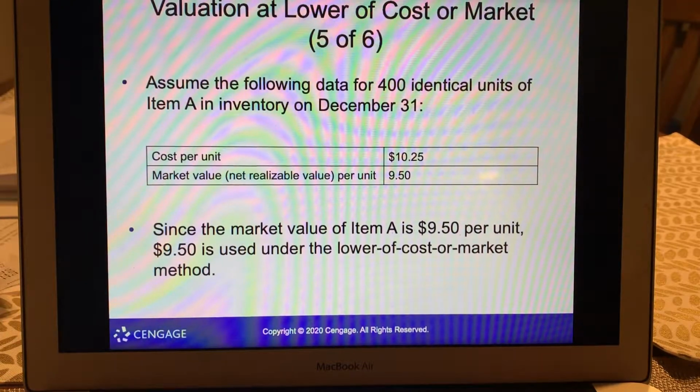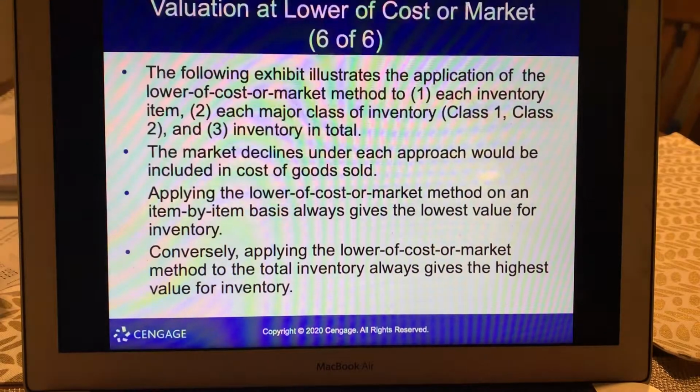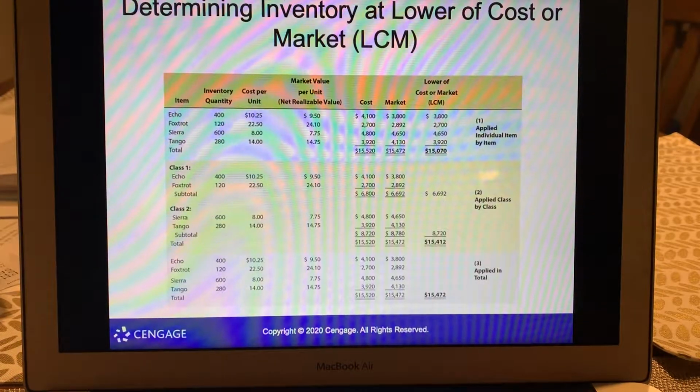So 1025 is the cost and market value is 950. Since there is a difference, item A is 950 per unit. 950 is the lower of cost or market, so you would go with 950. This is just explaining in more detail how market declines under each approach would be included in cost of goods sold. Applying the lower of cost or market method on an item-by-item basis always gives the lowest value for inventory. Conversely, applying the lower of cost or market method to the total inventory always gives the highest value for inventory. Okay, so here's LCM for these.